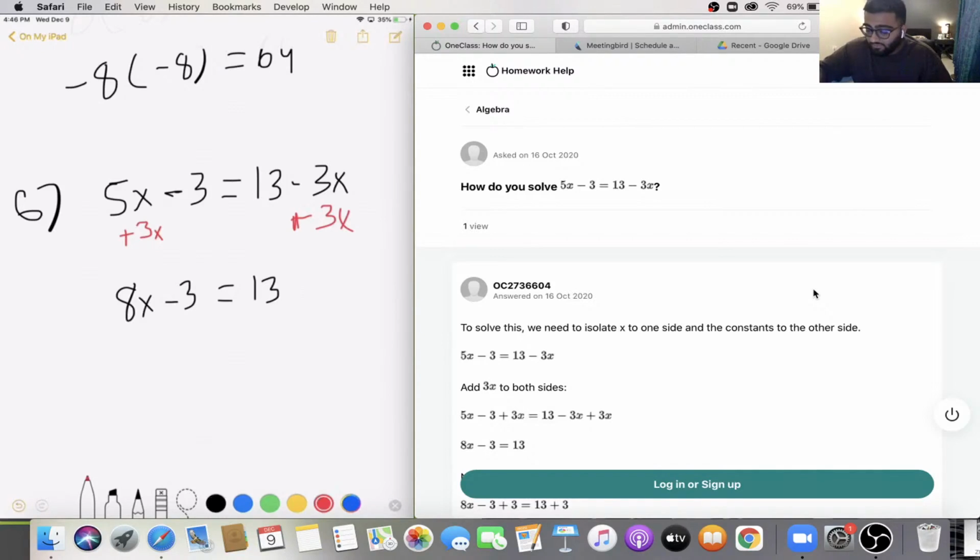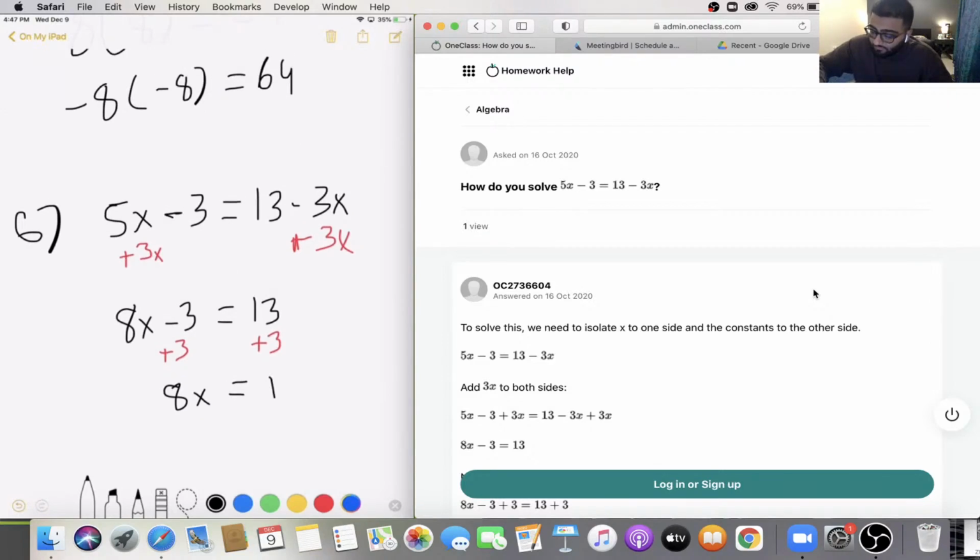Now we want to bring the 3 over to the other side, and we're going to do the same. We're just going to add 3 over here and add 3 over here. This will give us 8x is equal to 13 plus 3, which is 16. 8x equals 16. Now to get just x, we're going to divide both sides by 8. Now we have x is equal to 16 over 8, which is 2.